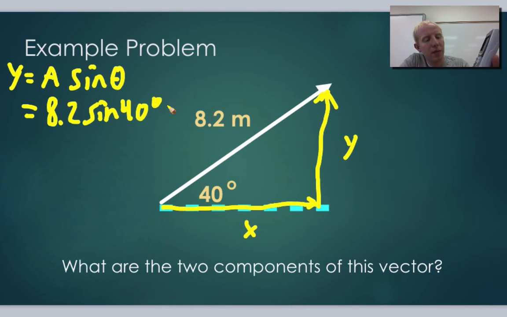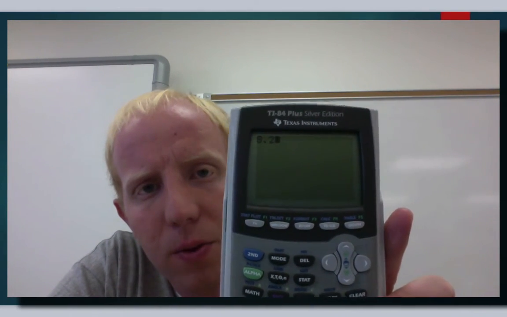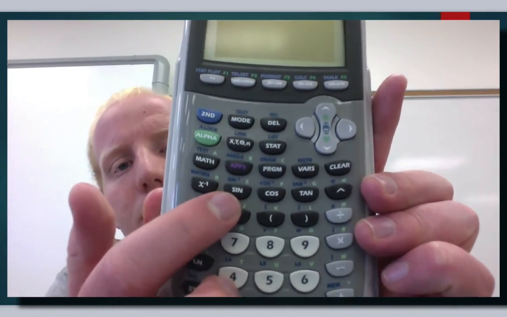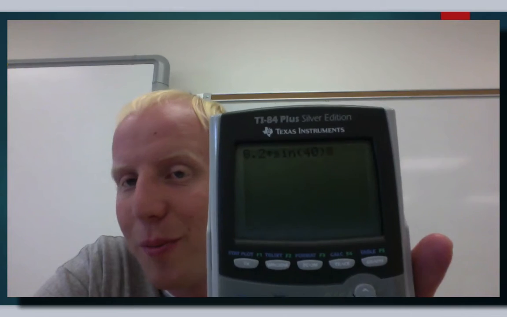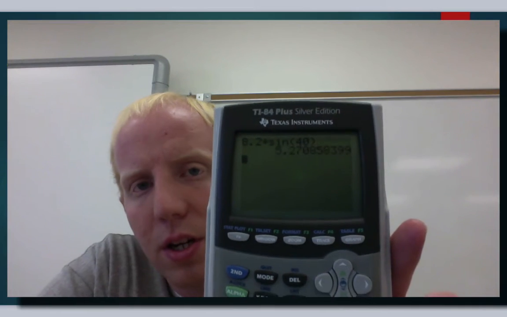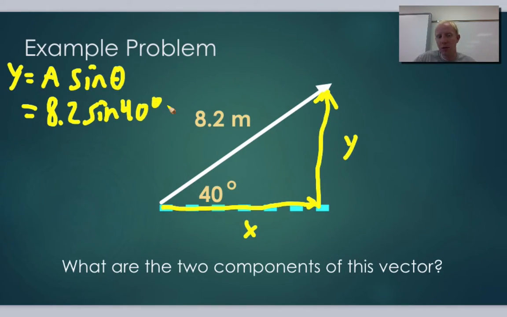So we're going to pull out our calculator, plug in 8.2, and then times that by the sine function. So I'm just going to put sine of 40 degrees. Make sure my calculator is in degree mode, and it should look like that. Then if I press enter, I should get the result of 5.27 meters. So y right here is equal to 5.27 meters in length.